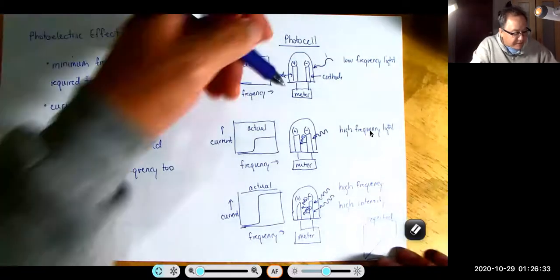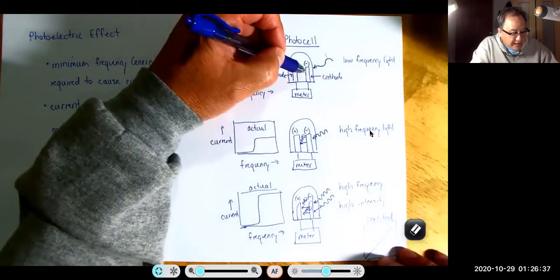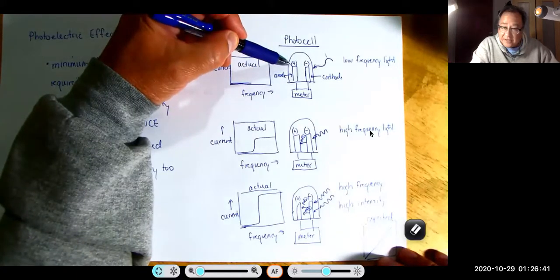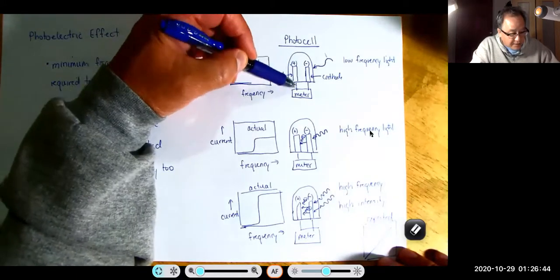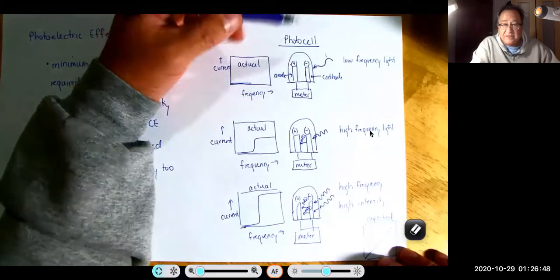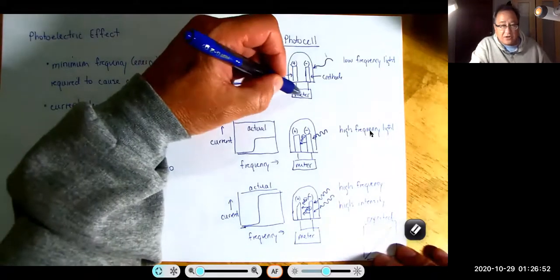Now, if something did happen, an electron would be knocked off the cathode, and because it's negatively charged, it would be attracted to the anode. It would go through our meter and come back to the cathode and be ready to be knocked off again. And the more electrons you have per minute, the higher the current.